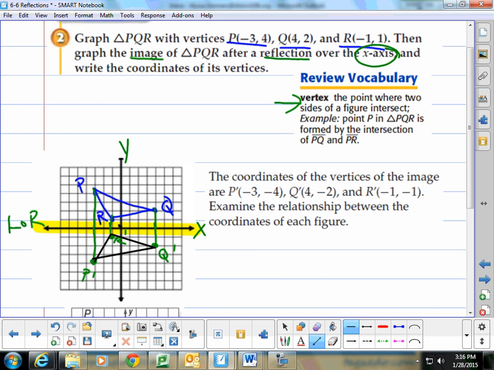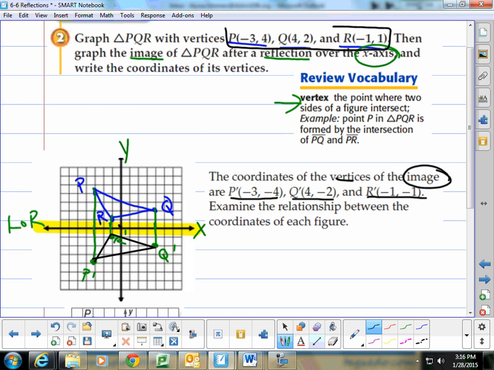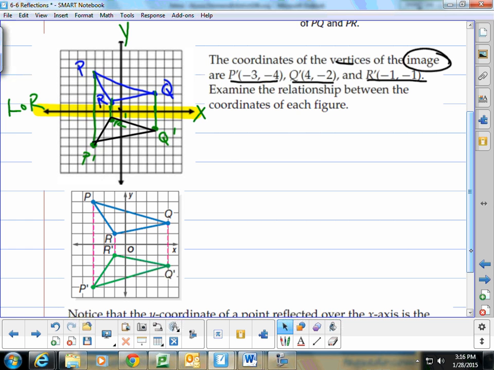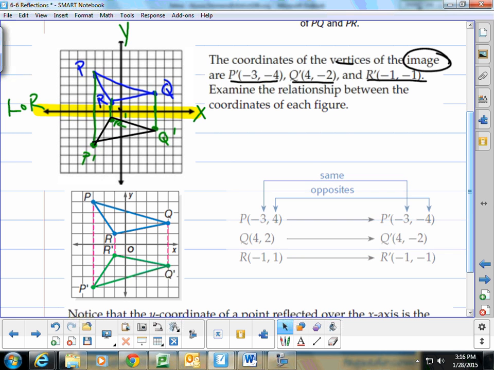Okay? What you'll notice is our coordinates for the vertices of our new image, our reflection: P prime is -3, -4. Q prime is 4, -2. R prime is -1, -1. So let's look at the relations between those and our original points. They look fairly similar. Okay, so see if we can figure it out. And this is just another book example of the same thing. Theirs is a little bit prettier than mine.